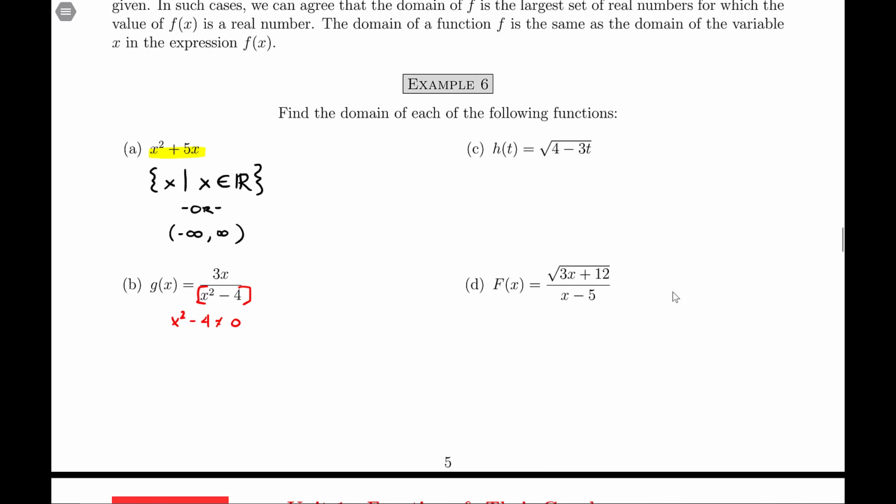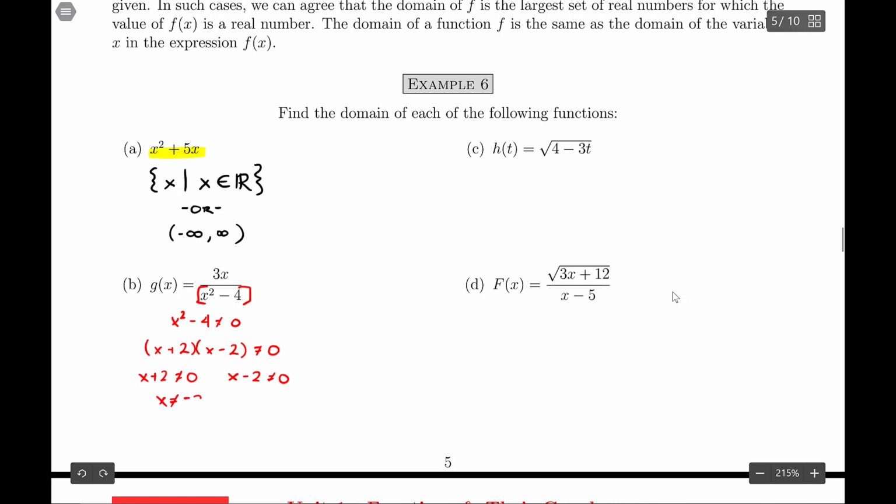X squared minus 4 is an example of the difference of two squares, and that factors really nicely into x plus 2, x minus 2, and then we can take each individual factor by the zero product property, set those equal to 0, and solve for x. And so what this tells us is that x cannot be negative 2 or positive 2. Any other value in the real number set is going to work. So as our solution, we can write x such that x does not equal negative 2 or 2.